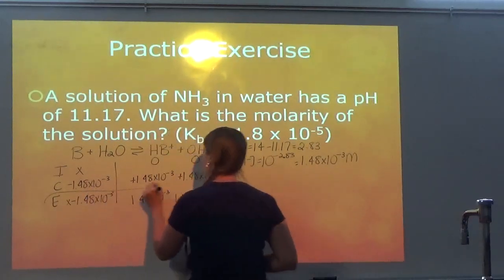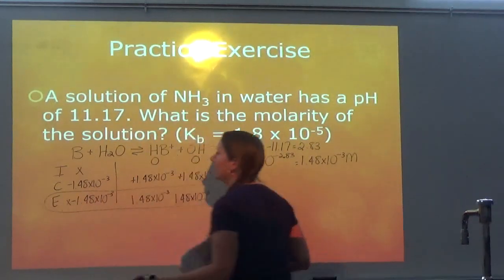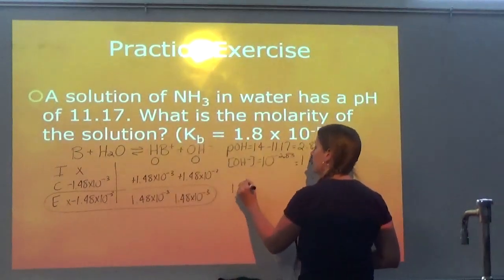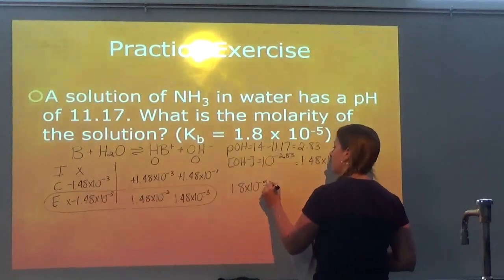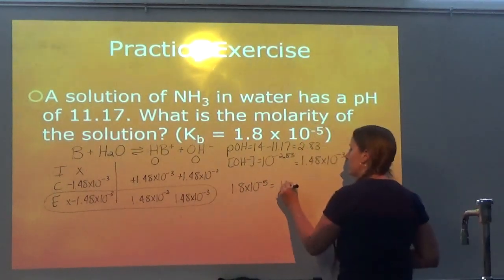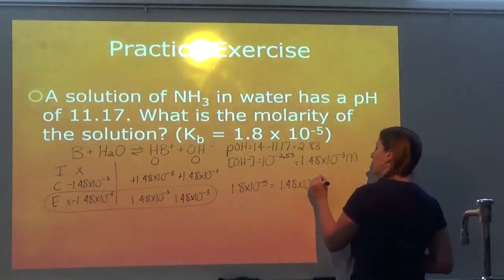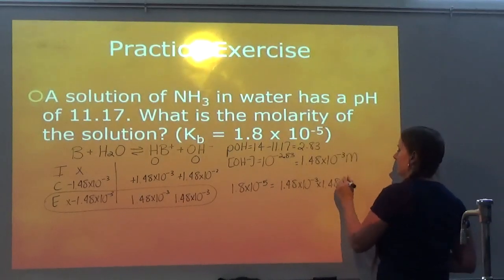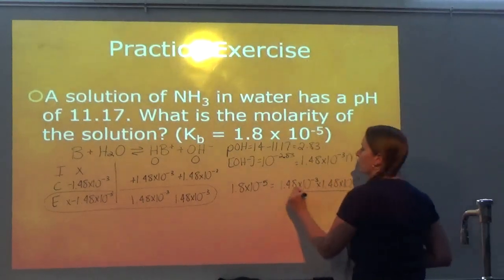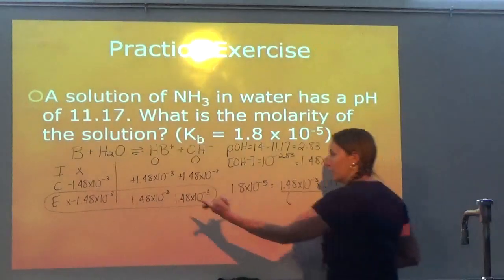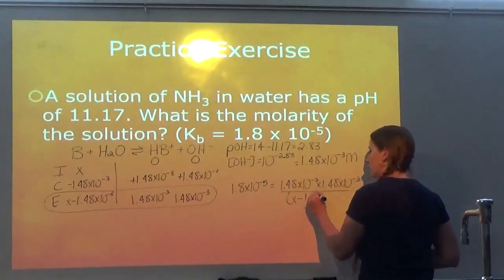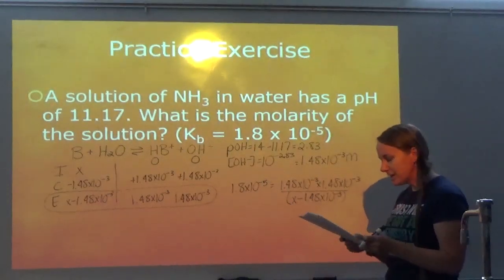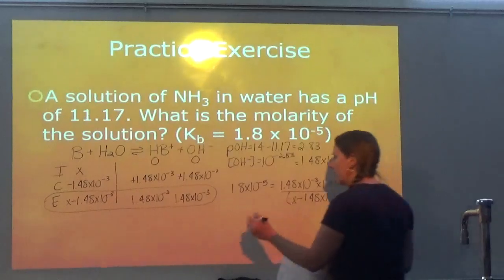So once I have my equilibrium values, I can use my Kb. It gave me Kb, so Kb, or 1.8 times 10 to the negative 5, equals my HB, 1.48 times 10 to the negative 3, times my OH, which is also 1.48 times 10 to the negative 3. You could have just squared that if you wanted to, over my B, which is x minus 1.48 times 10 to the negative 3. Just like that. And then all I did was solve for x.